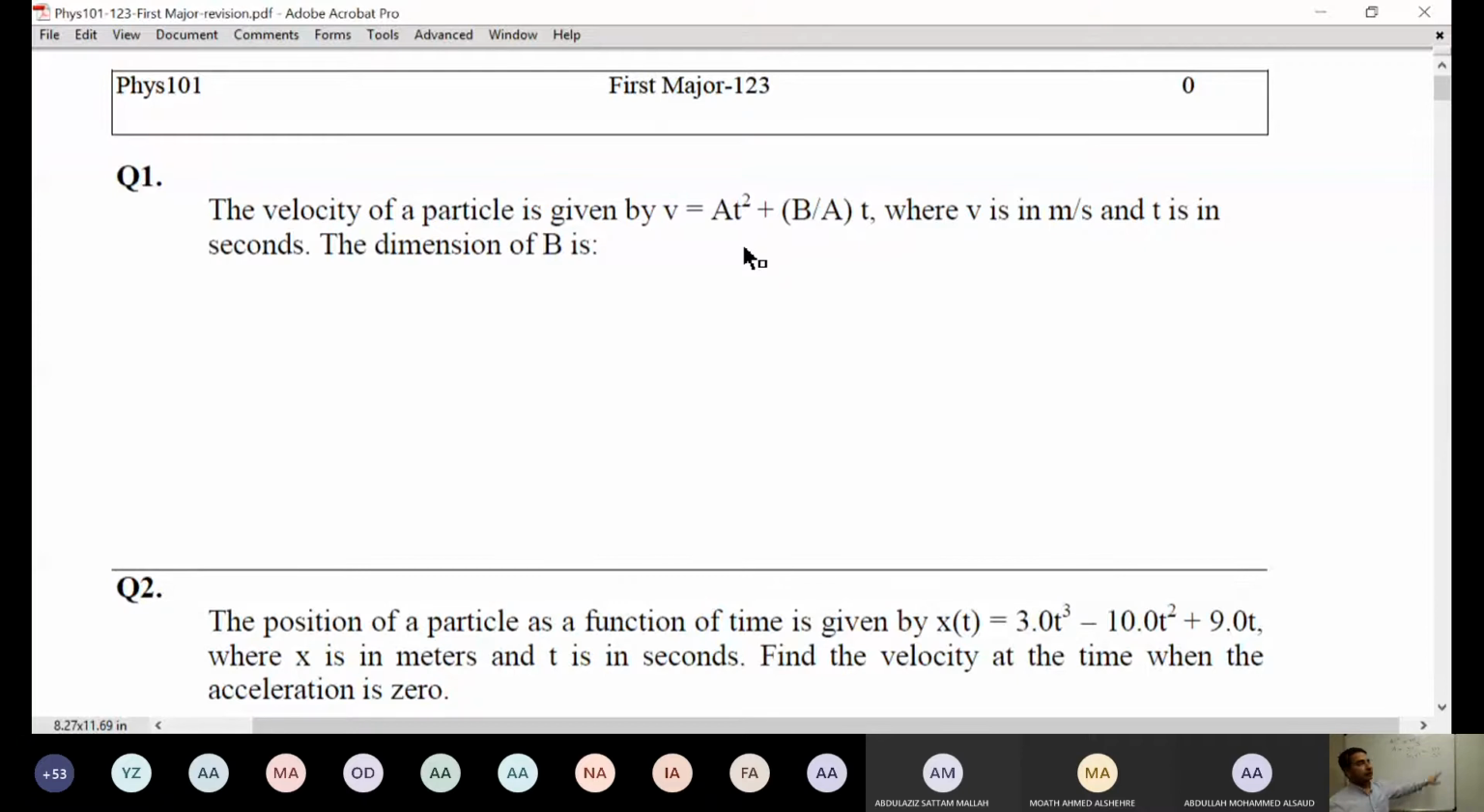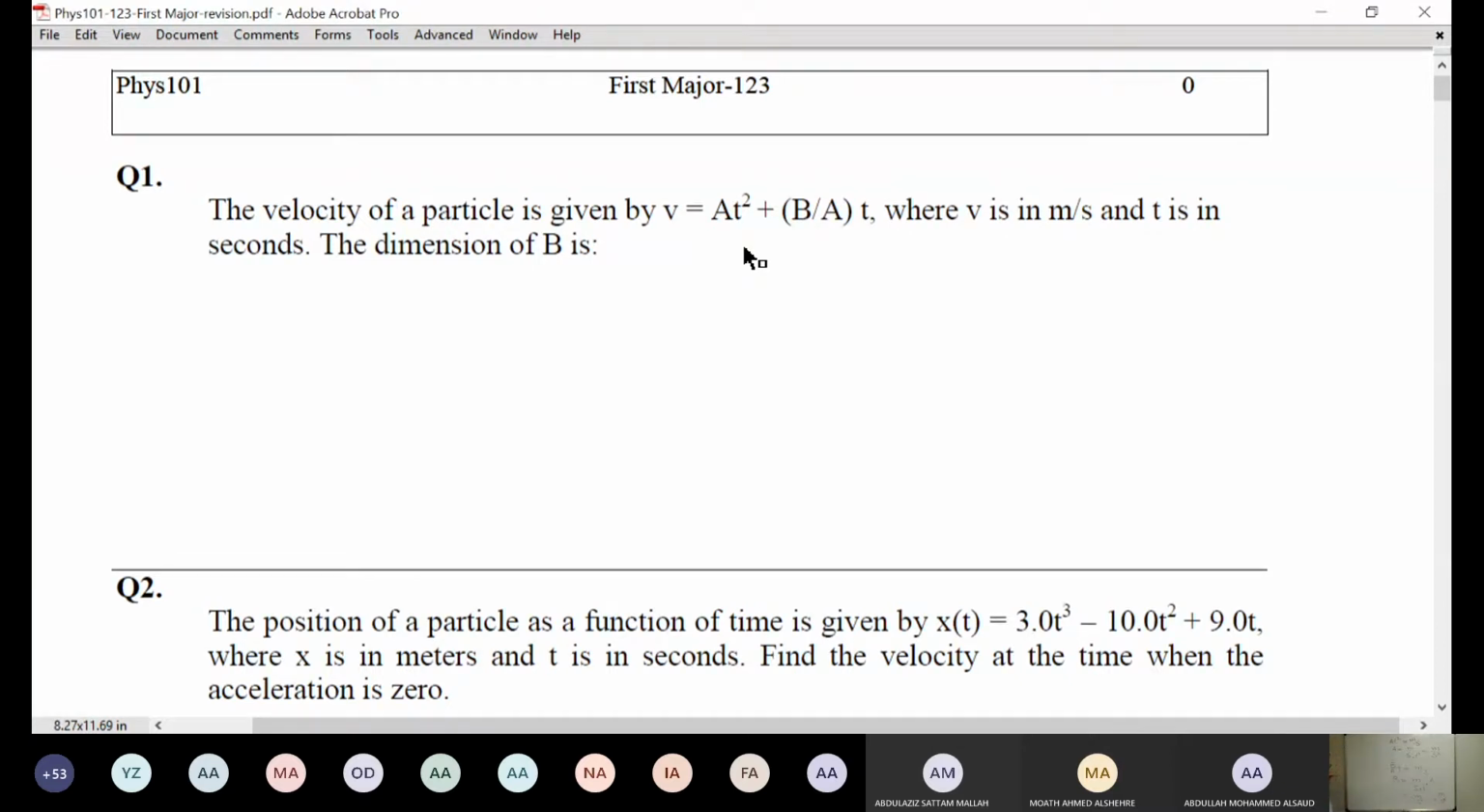Now I go to the second part. b divided by a times t is also going to give me the units of meter per second. But I want to make b alone, so I multiply both sides by a and by t. So b is going to be meter per second times t multiplied by a. Now I put in the units of these variables: meter divided by seconds and seconds, so it will be second square. And we also know the unit of a from here, it is meter per second cube.